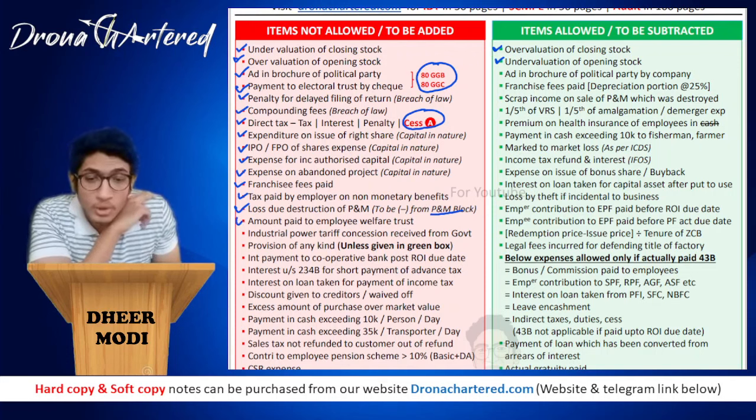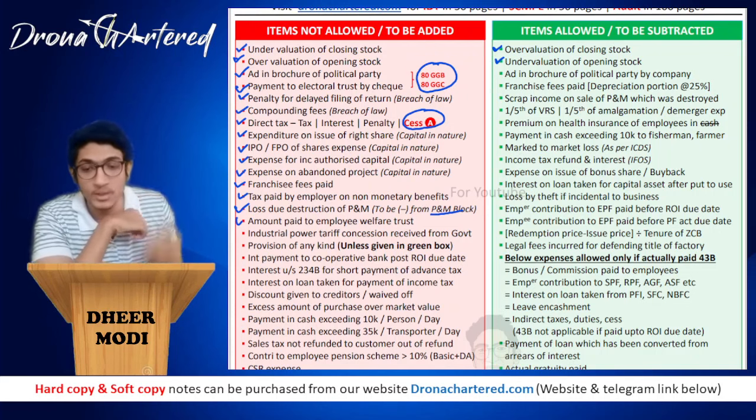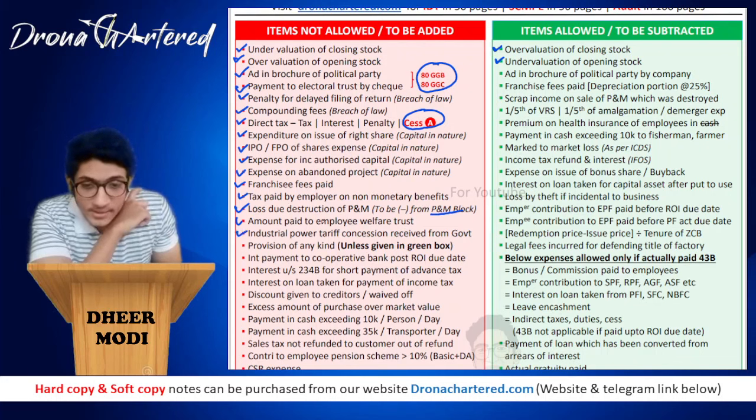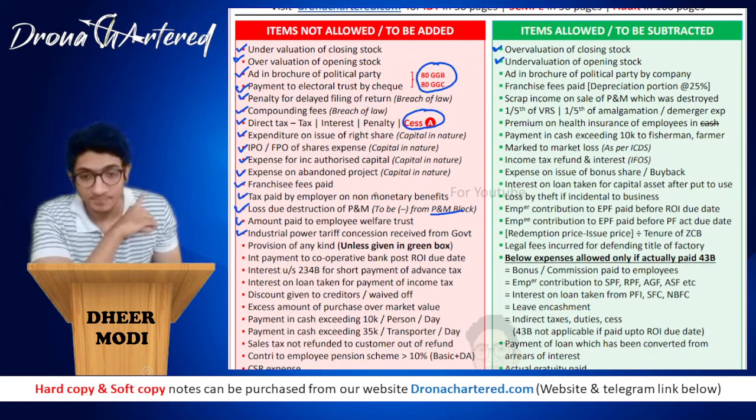Next is any amount paid to employee welfare trust. If any amount has been paid to any employee welfare trust, that will not be allowed as a deduction. Next is industrial power tariff concession received from government. If you have received any concession from the government, this will have to be added.